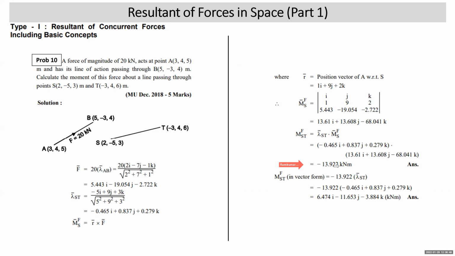But if they do not say anything, you should not leave the answer in scalar form. You should write the answer in vector form. Moment of force about ST in vector form is magnitude into lambda ST. Magnitude -13.922. Lambda ST is substituted from here. Then you get the moment of the force about ST in vector form. So this is your answer. All right. So hope you have understood how to find the moment of the force about a line.